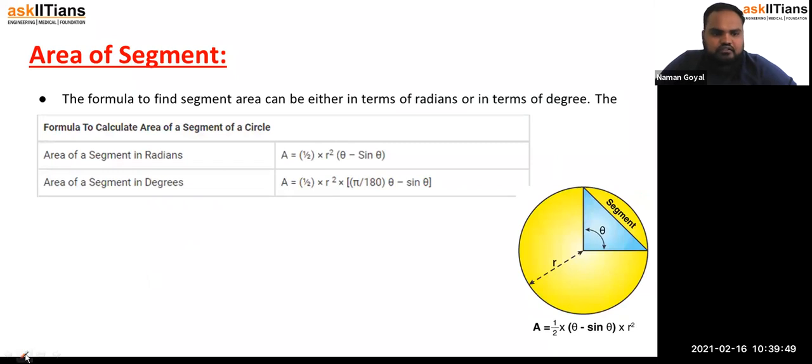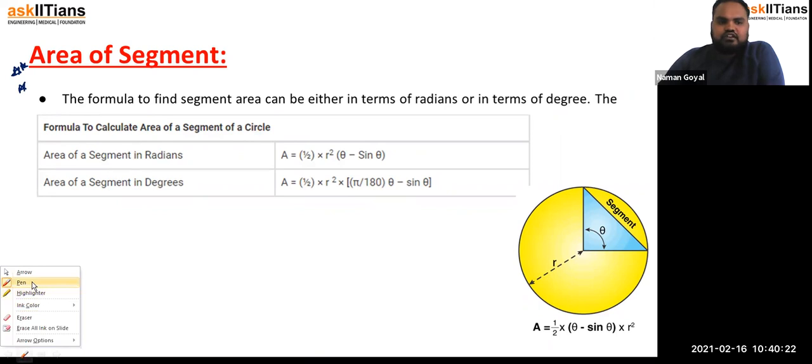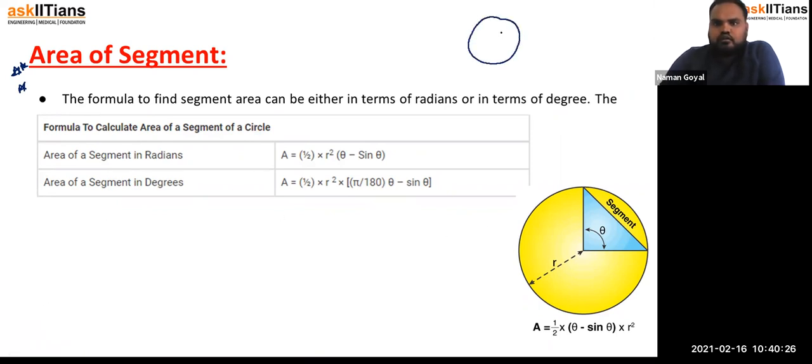Now the next thing, which is very important. This quantity is very important. Now see, the next thing is the area of segment. As I told you in the first lecture, what is a segment? See, if there is a circle I have drawn and there is a chord, so that part is known as a segment. And now the question is asking for the area of that segment.